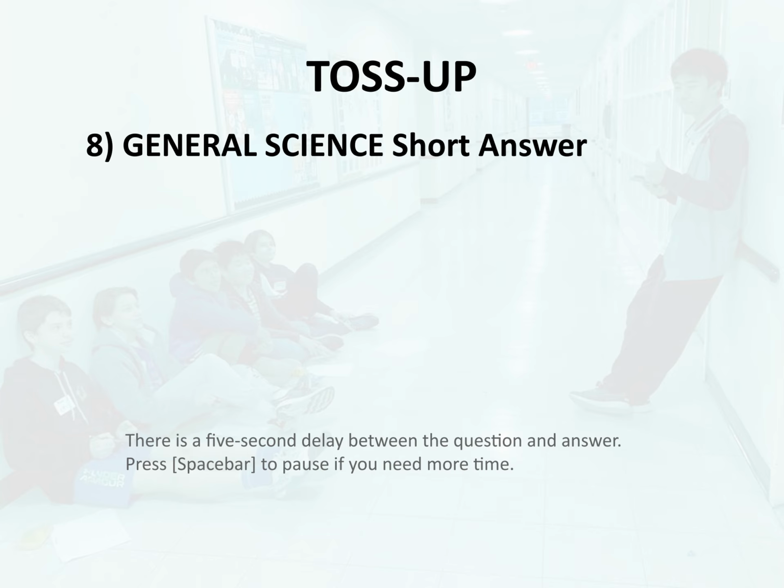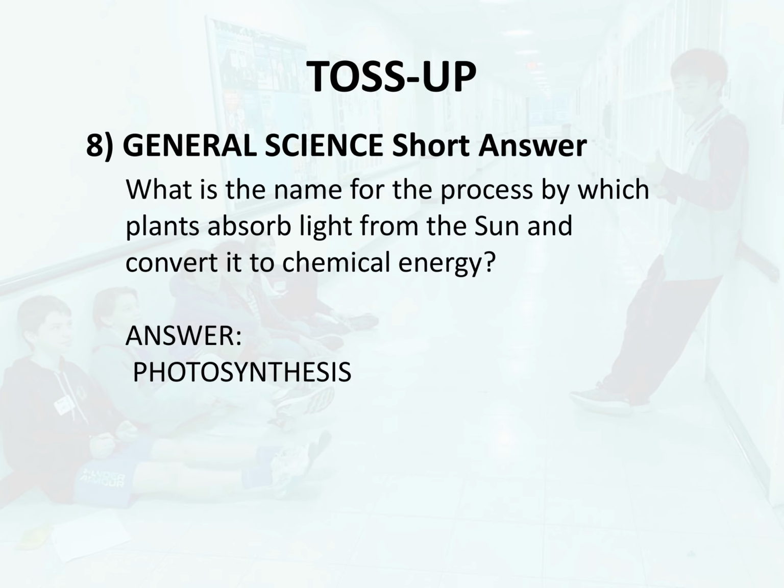Toss-up 8. General science. Short answer. What is the name for the process by which plants absorb light from the sun and convert it to chemical energy? Answer. Photosynthesis.